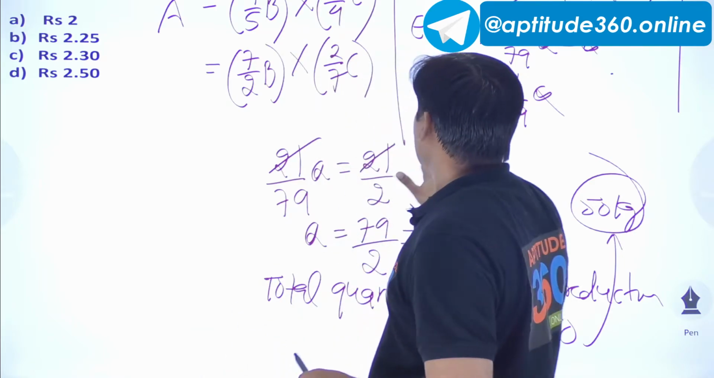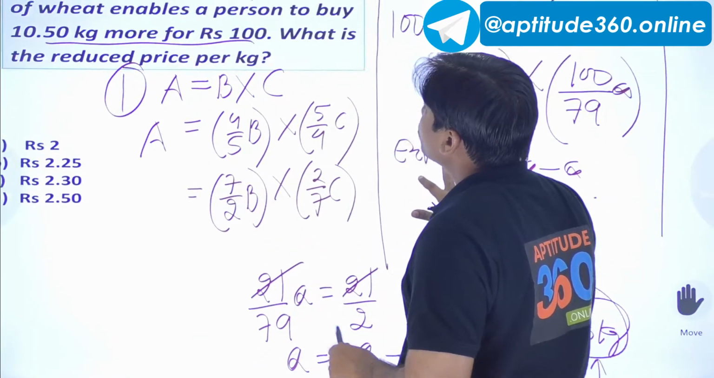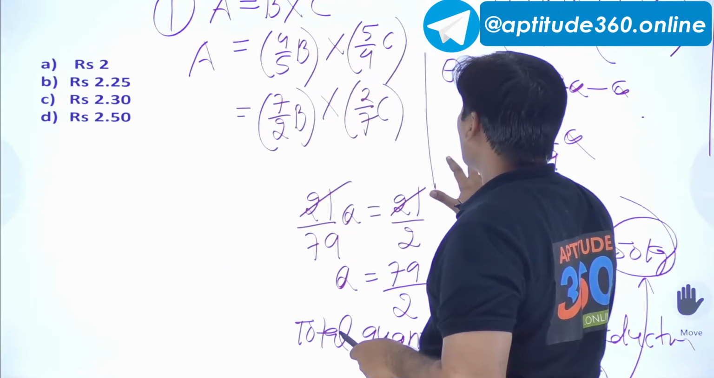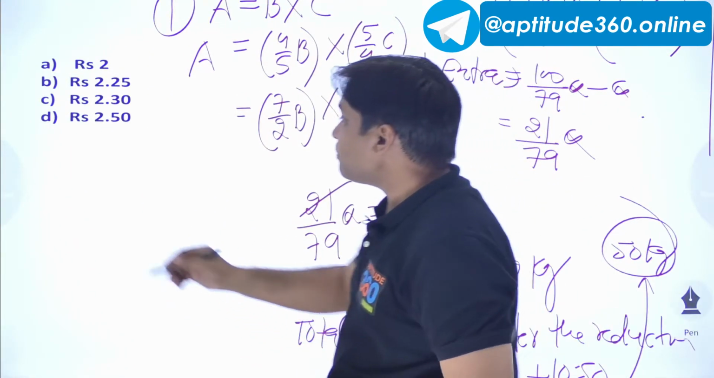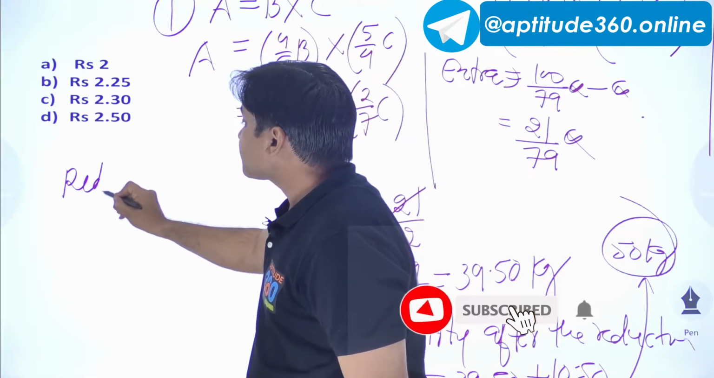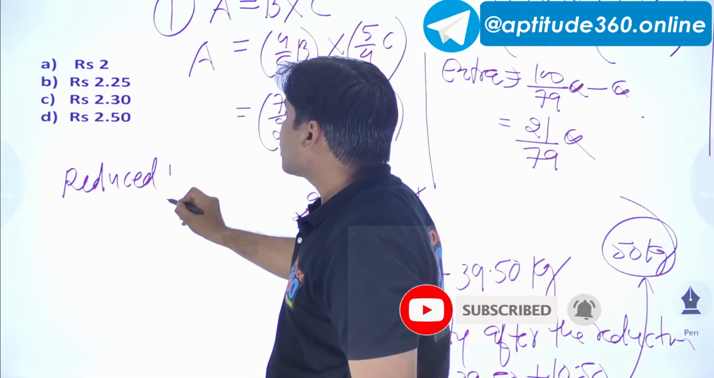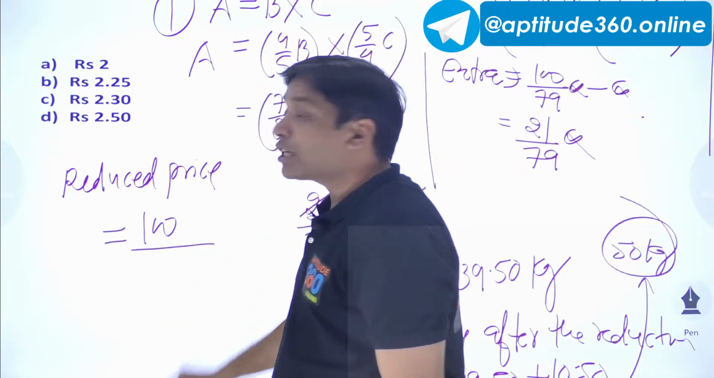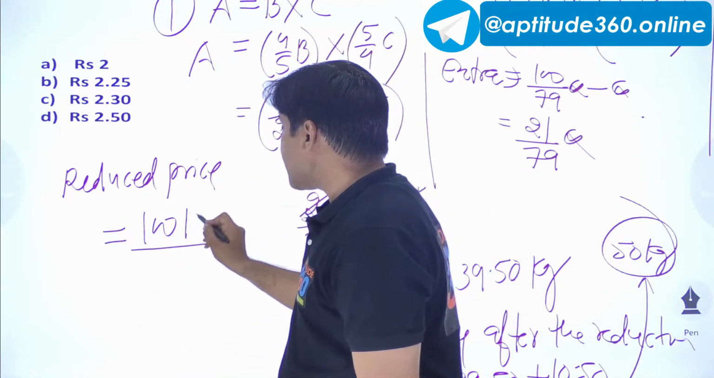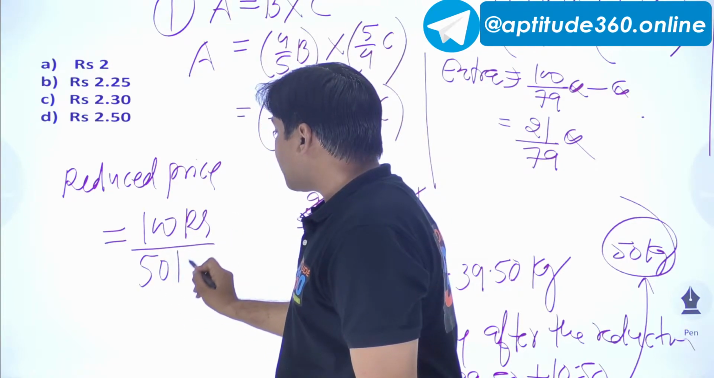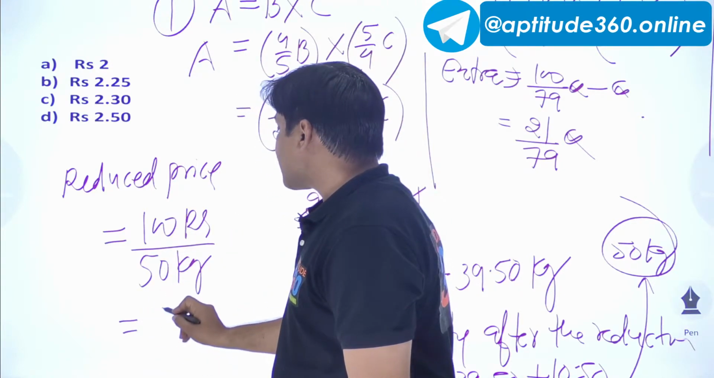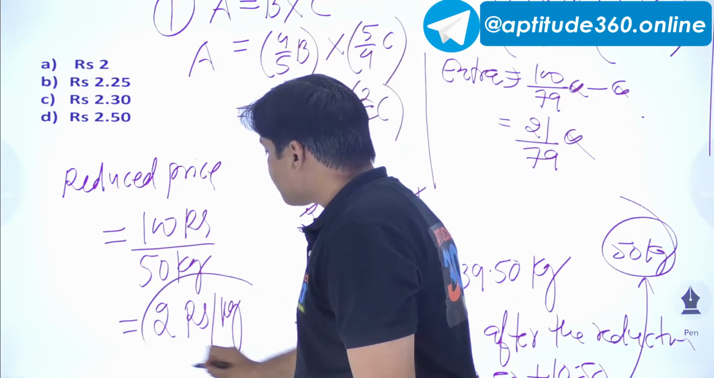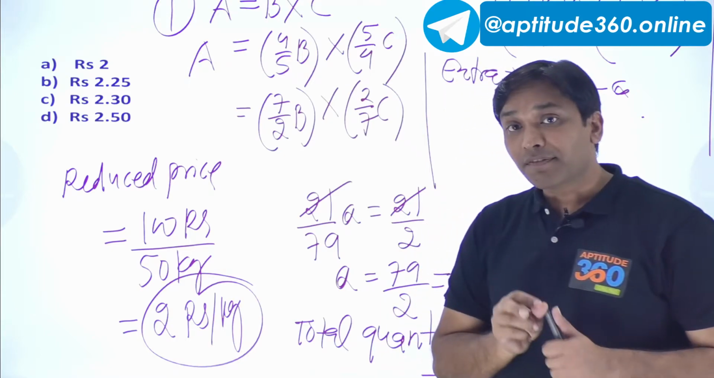आपसे प्रॉब्लम में क्या पूछा गया है? आपसे प्रॉब्लम में वो पूछ रहा है कि find out what is the reduced price per kilogram. And how do we find out reduced price per kilogram? Reduced price is going to be how much? Total amount that someone is spending, which is 100 rupees in our case, 100 rupees divided by the quantity that a person is buying. So that's gonna be nothing but 2 rupees per kilogram is the reduced price. So this is not a difficult problem.